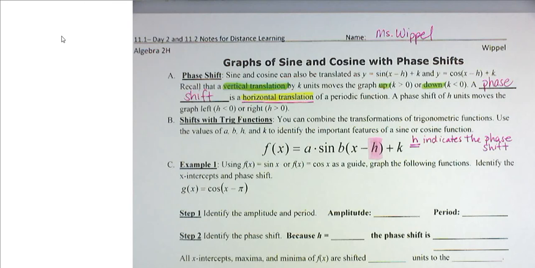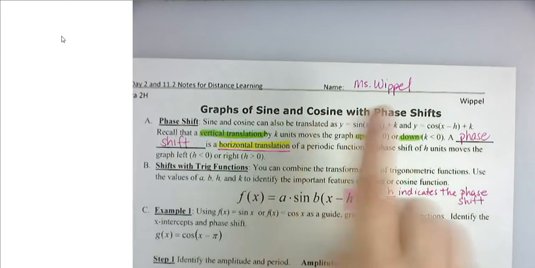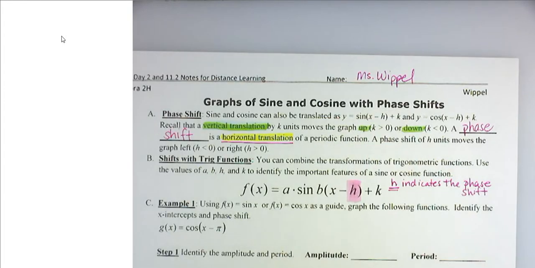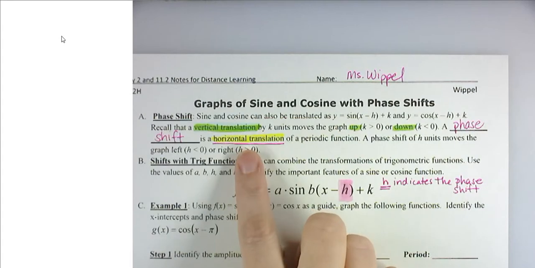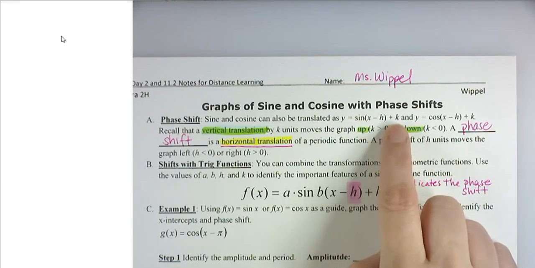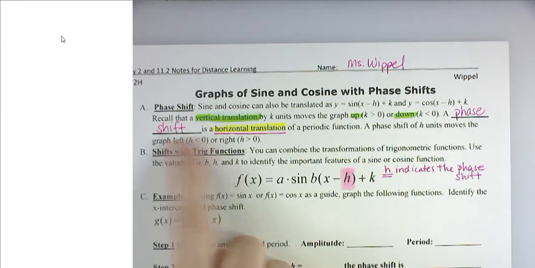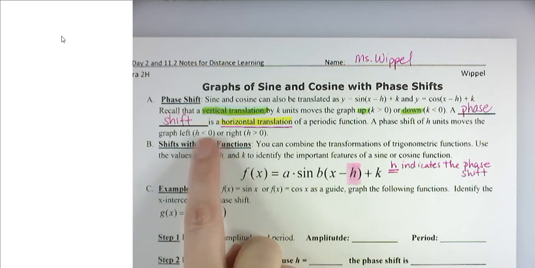All right, we are back continuing with the graphs of sine and cosine. So one thing that can happen to the graphs of sine and cosine is a phase shift. We didn't talk about this in the first part of the notes, but a phase shift is just a horizontal translation. The vertical translation would move the graph up or down. You would see a plus k or even a minus k at the end. But the phase shift is what we're going to talk about today, and that's when you move left or right, and that depends on the sign of h.